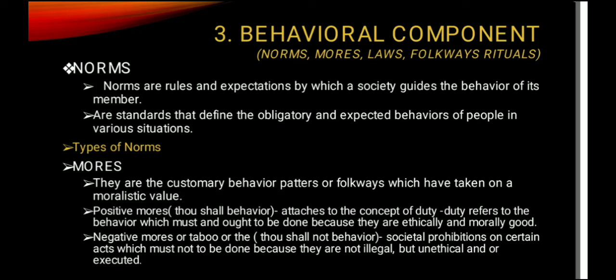Third is the behavioral component. Norms. Norms are rules and expectations by which a society guides the behavior of its members. These are the standards that define the obligatory and expected behaviors of people in various situations. Let's highlight the words rules and expectations by which a society guides the behavior of its members. Meaning, we have a specific appropriate behavior given a range of social situations or in a social group. We have guidelines to follow. There are standard behaviors set by a society.